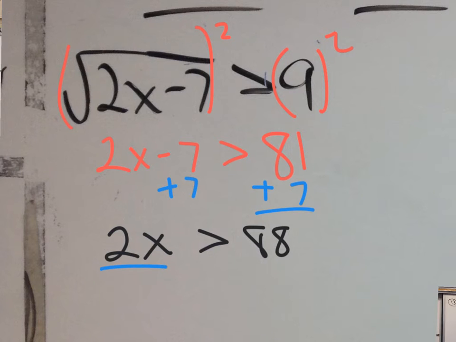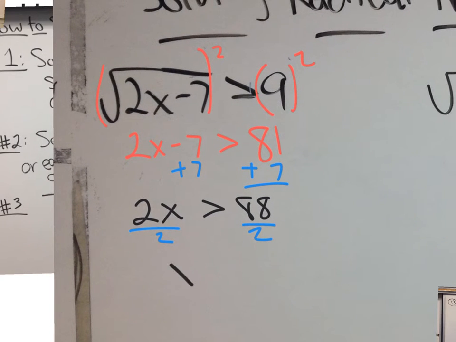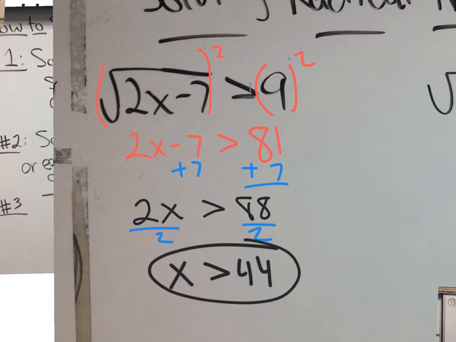And what do we do next? We divide by 2, divide by 2. And our new inequality is going to say x is greater than 44. Now think about that. X is greater than 44. If you go back and think about all the numbers that are greater than 44, you're talking about 45, 46, 47, 1044, any number that's greater than 44, if you plug it in right here, it's going to work, right?